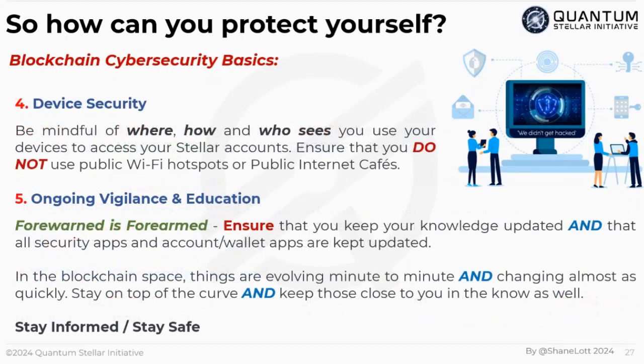Your personal device security. Be mindful of where, how, and who sees you use your devices to access your Stellar accounts. And for heaven's sake, ensure you don't use public Wi-Fi. If you go back into the phishing attacks, there's another section called man in the middle attack. If somebody hijacks that Wi-Fi, captures your data in between you and the public internet, it's a way they can back trace all your information.